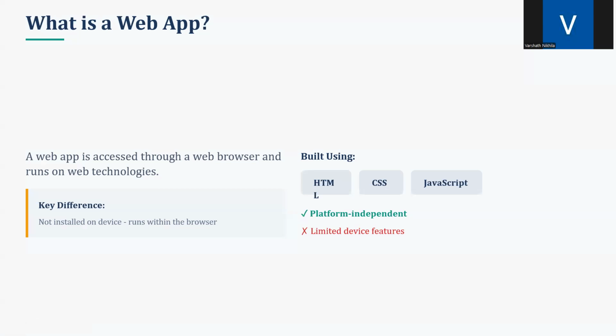Next, what is a web app? A web app is accessed through a web browser and runs on web technologies. Means a web app runs inside the browser. It requires continuous internet and has limited hardware access. A native app, on the other hand, is developed for and installed on devices, works offline, and has full device control. Take another example: a banking web app cannot access biometric authentication easily, but a native banking app can.